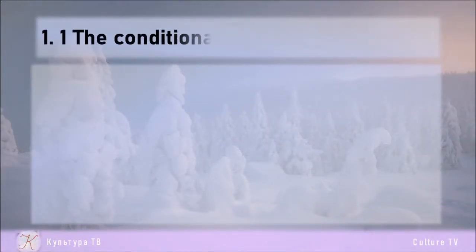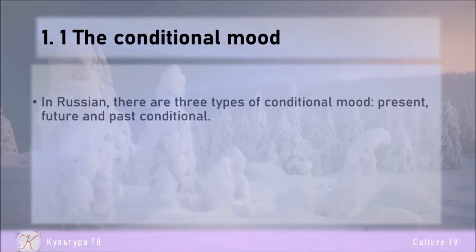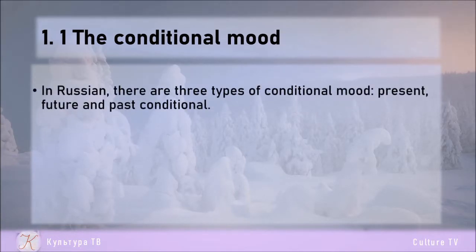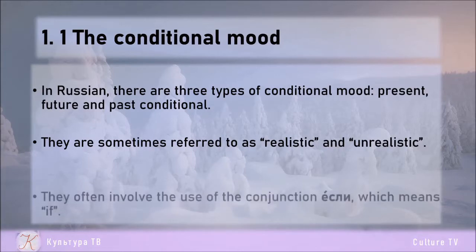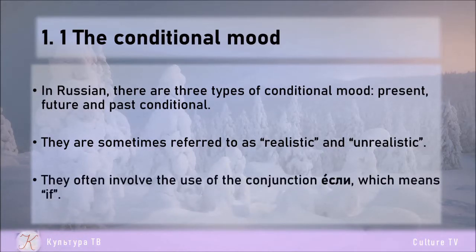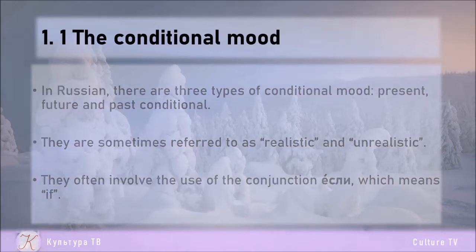So, the conditional mood. In Russian, there are three types of conditional mood. The conditional present, the conditional future, and the conditional past. Some people sometimes refer to them as realistic and unrealistic. To be honest, there are many names for them, but the idea is that there are three types, okay? And generally, or very often, they will include the use of the conjunction если, which means if, okay? So let's have a look at these three types then.